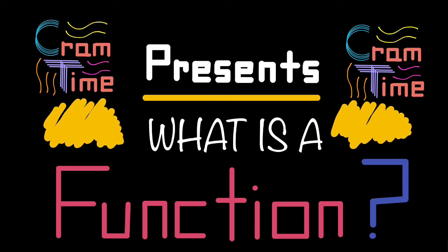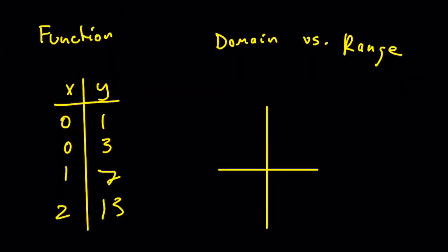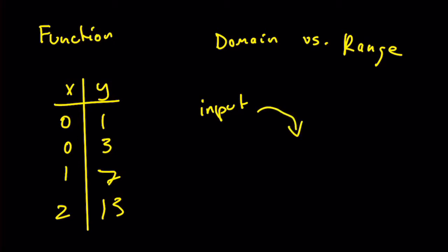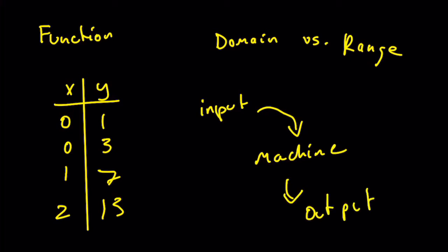Today we'll be defining what exactly a function is. We're going to make this quick and simple to understand. How I like to think of a function is that I put in an input, and this input is like an element that goes into a machine, and that machine gives me an output. So an example of that, say my input was iron.